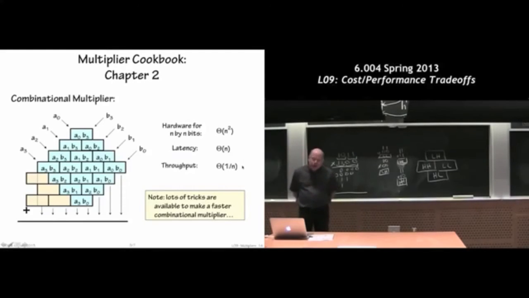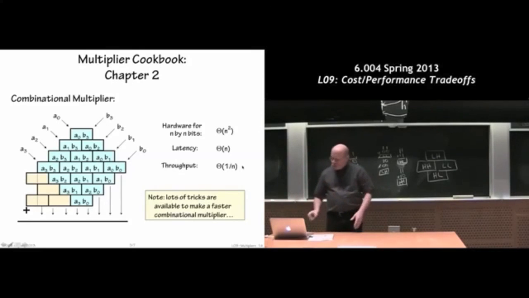This was a pretty naive implementation. There are lots of tricks you can do, which you can learn about in other courses, that make the hardware twice as small. That doesn't change the order of the cost of the hardware, but it does reduce some of the constants and makes a big difference.